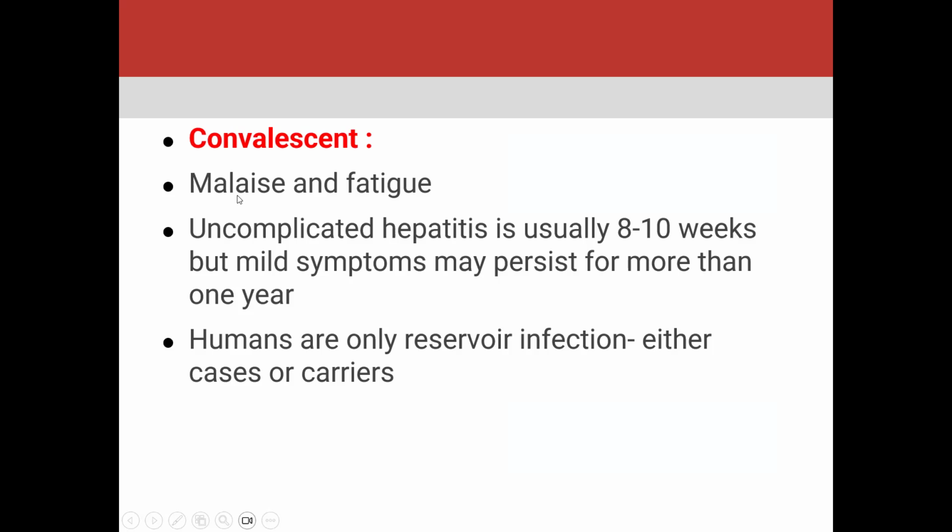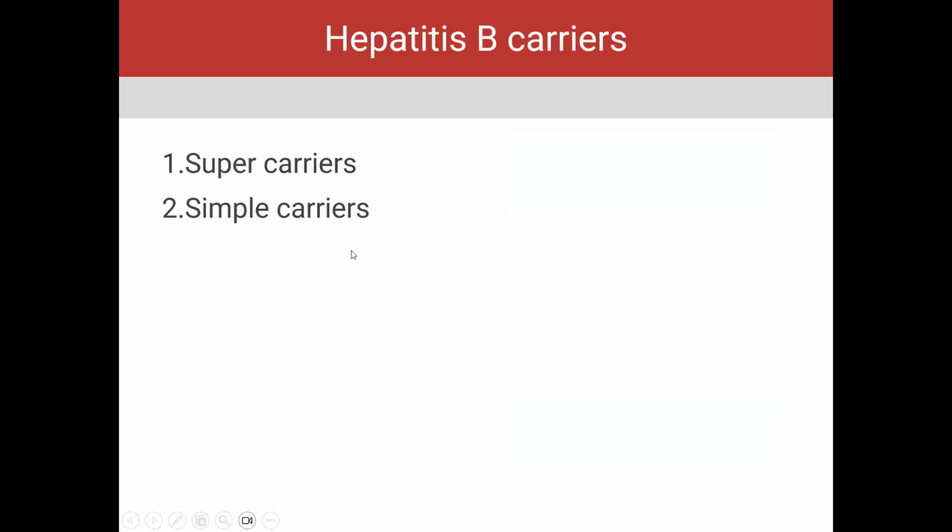The patient has malaise and fatigue. In uncomplicated hepatitis, generally this is 8 to 10 weeks, but mild symptoms may persist for more than 1 year. Here humans are the only reservoirs of infection. Either cases or carriers are the sources of infection or reservoir of infection. Next, hepatitis B carriers. Hepatitis B carriers are of two types: super carriers and simple carriers.